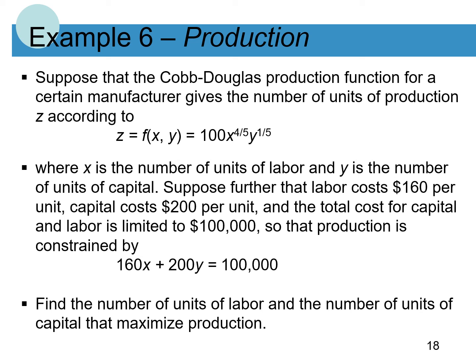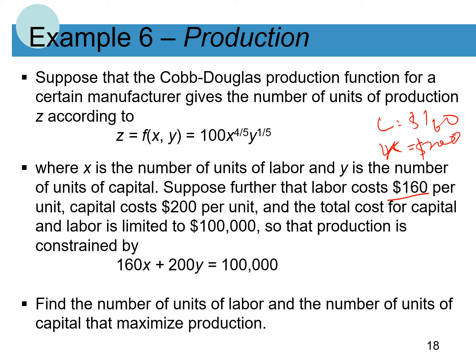Suppose that the Cobb-Douglas production function for a certain manufacturer gives the number of units of production z according to z equal to f of x, y equal to 100x to the power 4/5 y to the power 1/5, where x is the number of units of labor and y is the number of units of capital. Suppose further that labor costs $160 per unit, and capital costs $200 per unit.